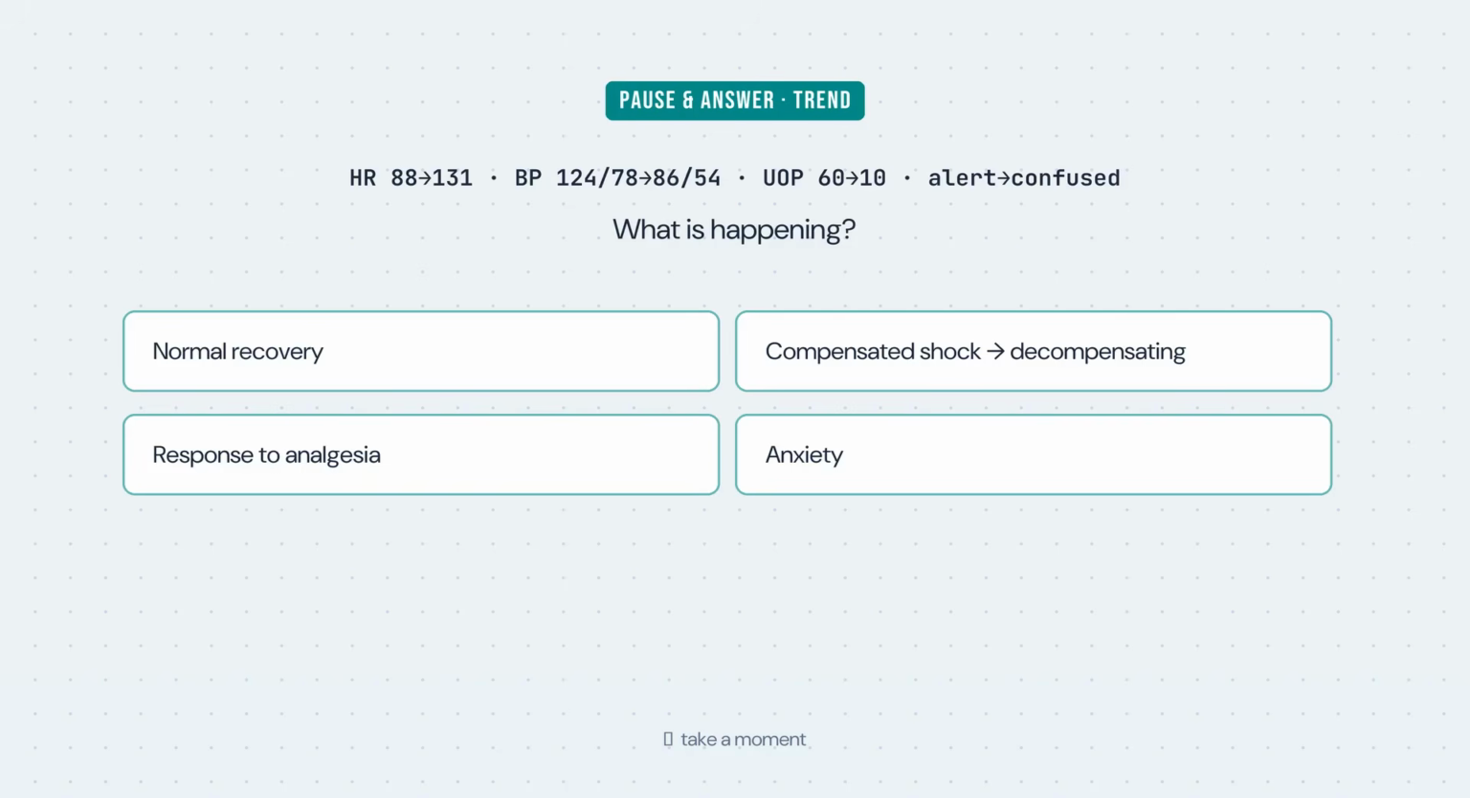Pause and read the trend. Same patient, four sets of vitals over 6 hours. Heart rate climbing from 88 to 131. Pressure drifting down from 124/78 to 86/54. Urine output falling from 60 to 10. And mental status going from alert to confused. What is happening?